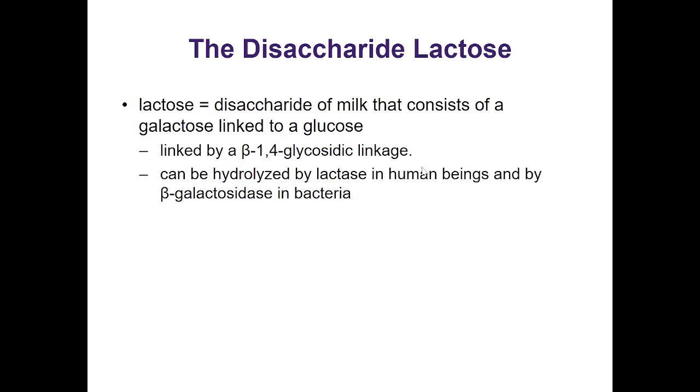So lactose, another disaccharide. This is the disaccharide that you usually consider with milk, and of course, lactose intolerance. This is going to consist of galactose linked to glucose. It's linked by a beta 1,4 glycosidic linkage. It can be hydrolyzed by lactase in human beings and beta-galactosidase in bacteria.